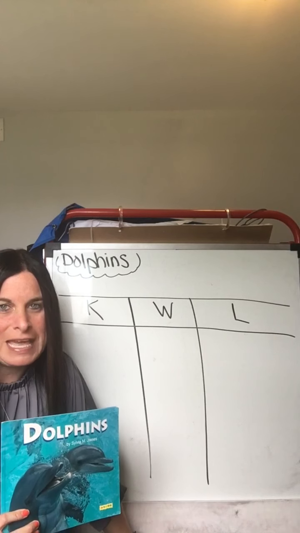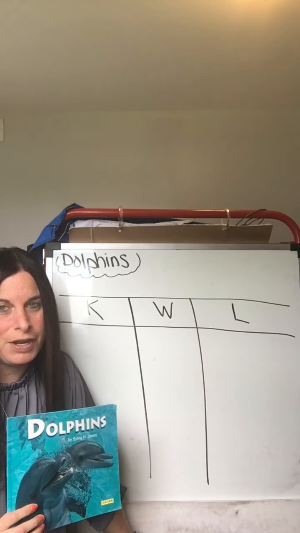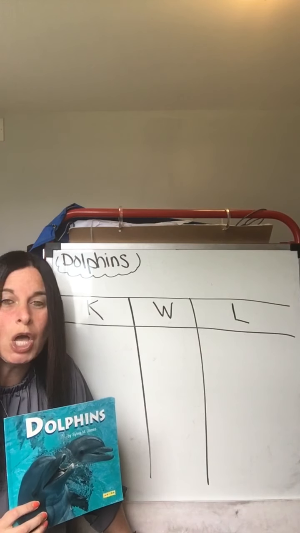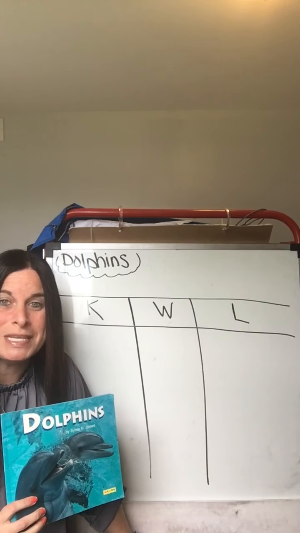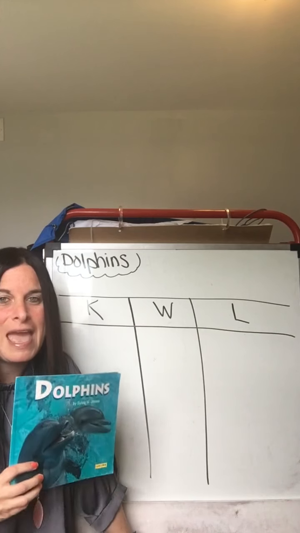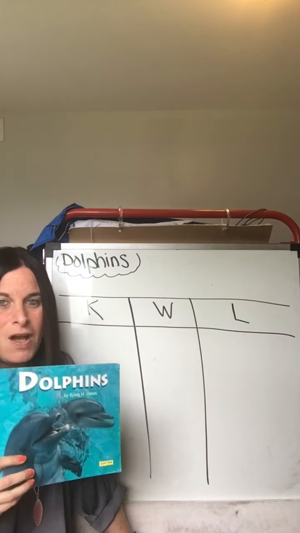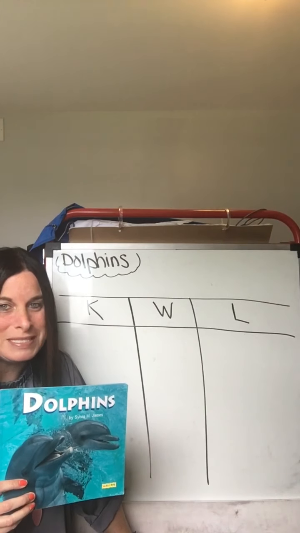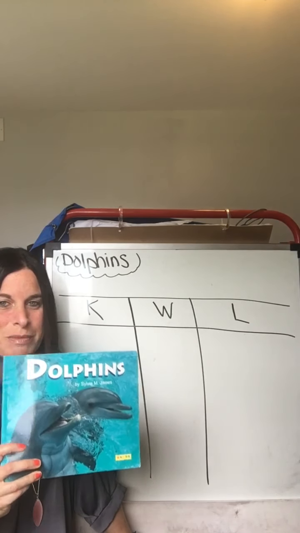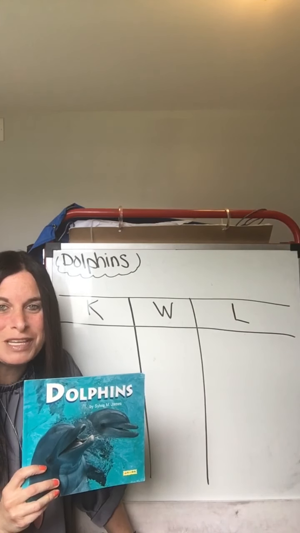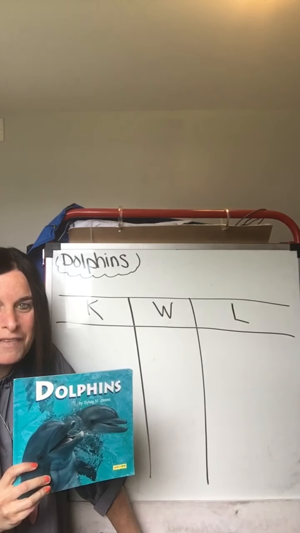Every year at the end of the year in kindergarten, the whole school does a huge ocean unit on sea animals. And every classroom picks an animal to study about. The animal that we study about in my classroom is dolphins. So we're going to be learning some really fun things about dolphins.